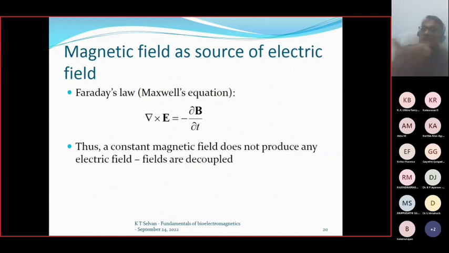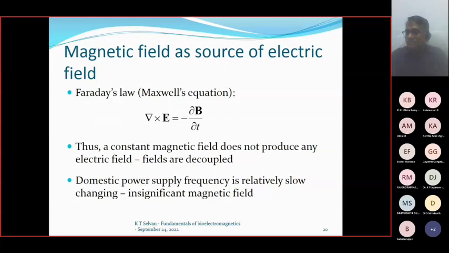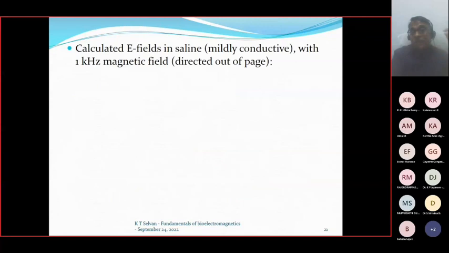If you consider the domestic power supply frequency, which is 50 hertz in our country, it is slow changing, right? At 50 hertz, the wavelength is very, very large, in fact. Therefore, it causes an insignificant magnetic field and therefore an insignificant electric field. But 1 kilohertz is not that kind of a low frequency.